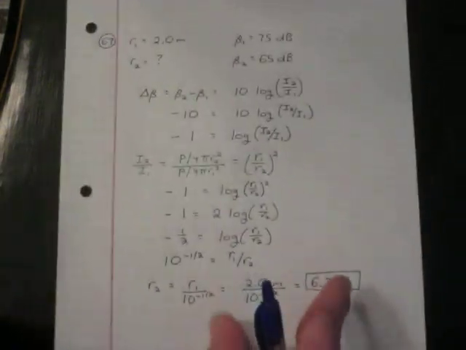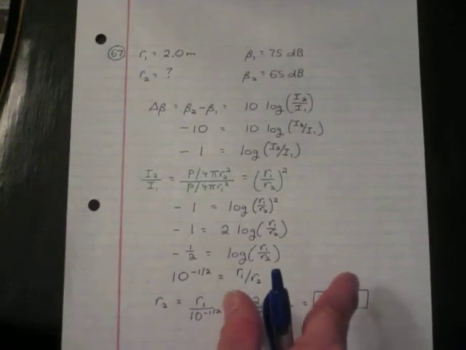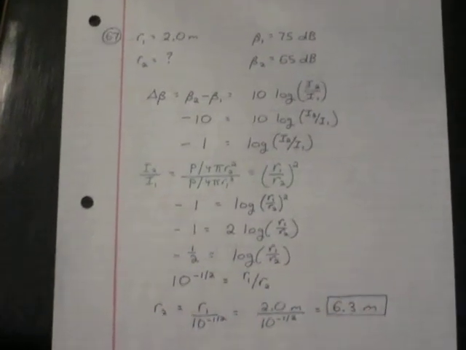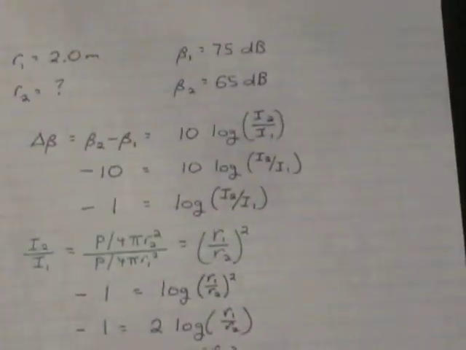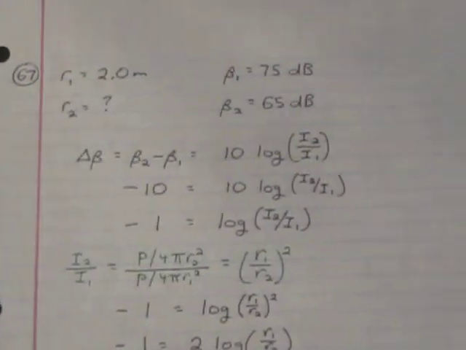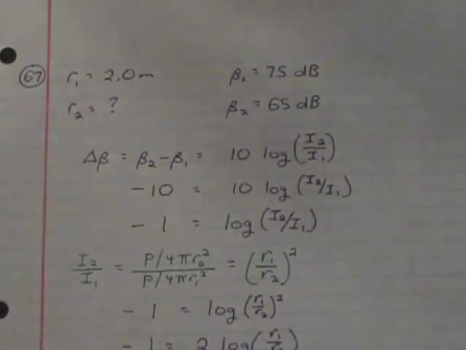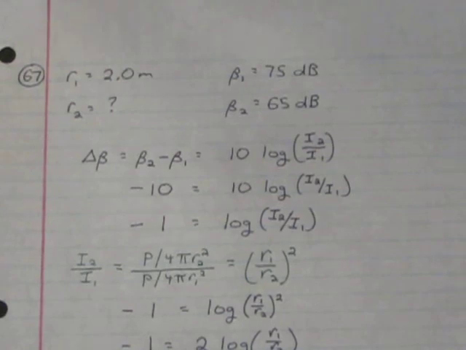Finally, number 67. Alright, try that. Number 67. At 2 meters from a sound source, you measure the intensity level as 75 decibels. How far away must you be for the perceived loudness to drop in half? Which means to an intensity level of 65 decibels.